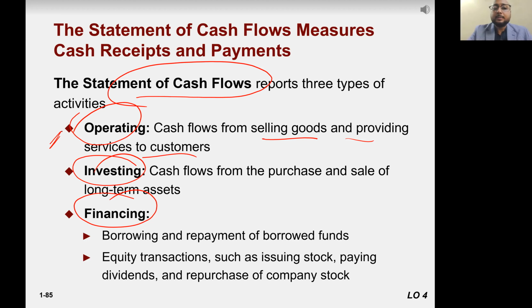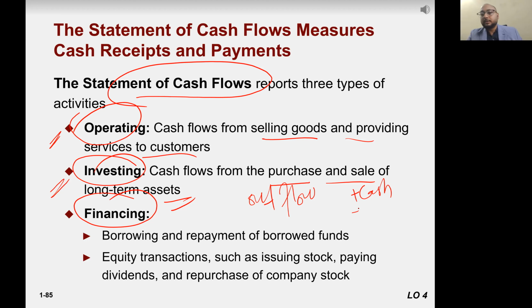Investing means that you are selling your fixed assets or long-term assets. That is an unusual activity, not a normal business operation. So it covers the sale and purchase of long-term assets. If you purchase a plant, your investing activity would be an outflow. Outflow would be negative cash. If you are replacing a car, the proceeds from selling the old car are positive, and buying a new car is going to be negative, right? So this is going to be written here.